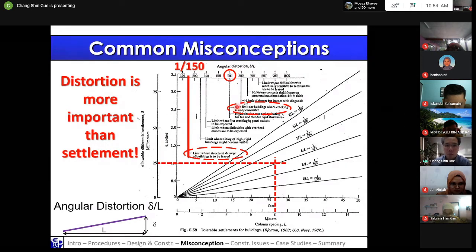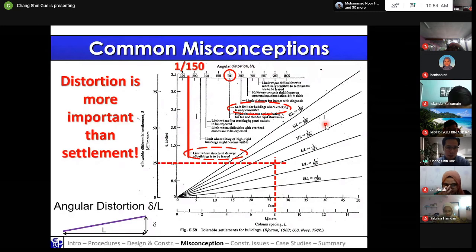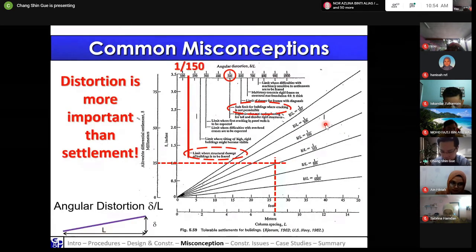So this is why distortion is more important. If you have a building that settles together, so your columns A and B go down together, your whole building will not experience any cracks. That is why distortion is more important than settlement.